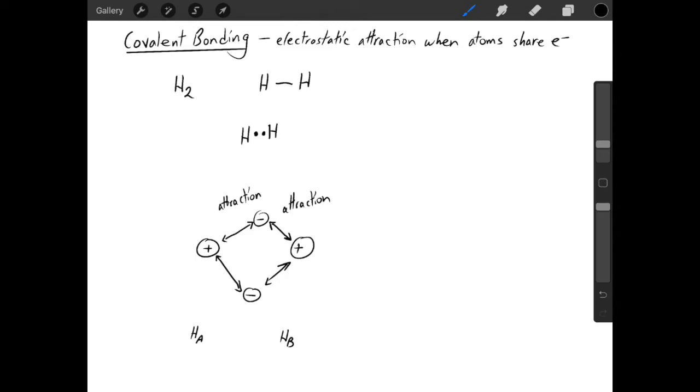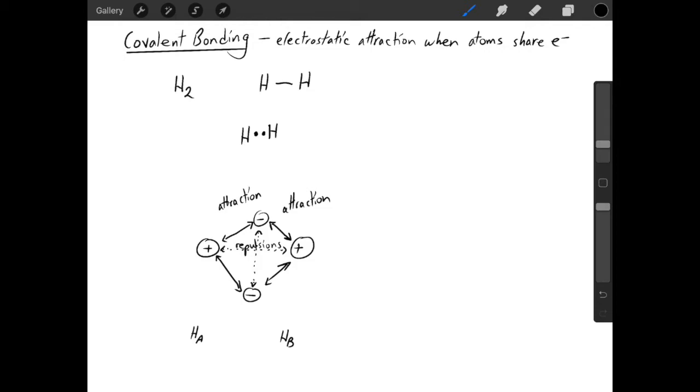Of course, there aren't just attractions, there are also repulsions between like charges. There are repulsions between the two electrons, and there are repulsions between the protons. And if you want to do some horrifyingly simple math, there are 4 attractions and only 2 repulsions. So the net effect is that there is an attraction.